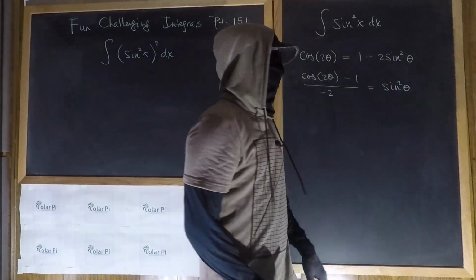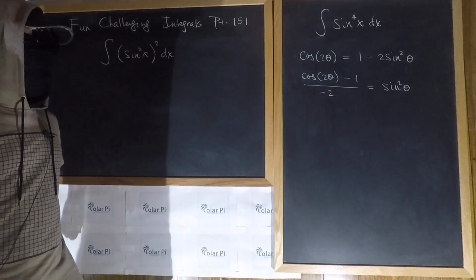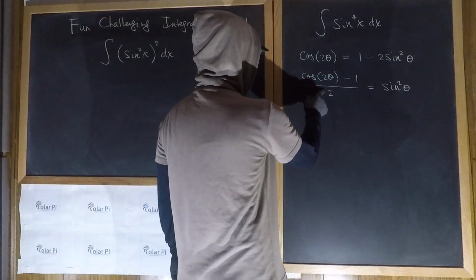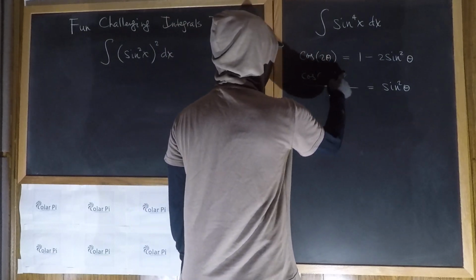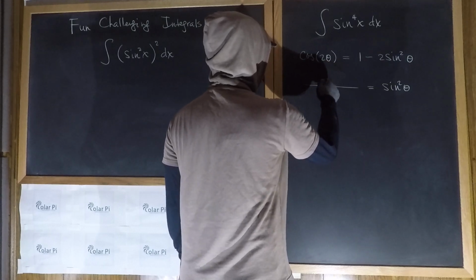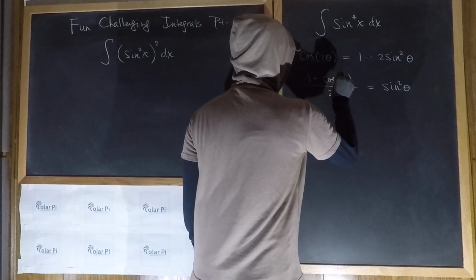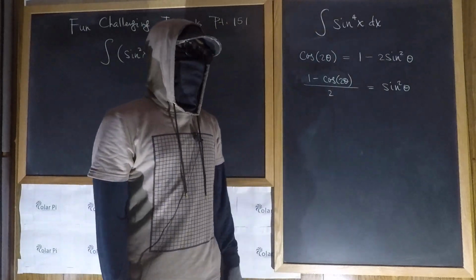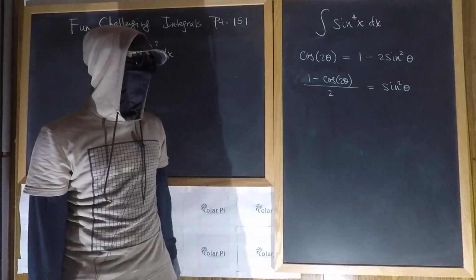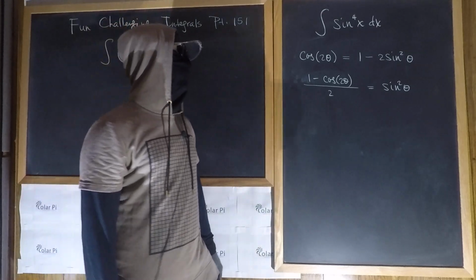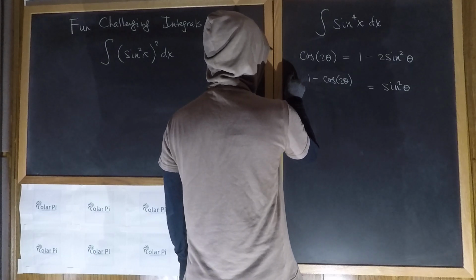Now, I could get rid of this minus sign and change this to 1 minus cosine 2 theta. Do you need to rewind? No, it wasn't that serious. All I did was multiply numerator and denominator by -1, yeah? And of course, I can think of dividing by 2 as multiplying by 1/2.